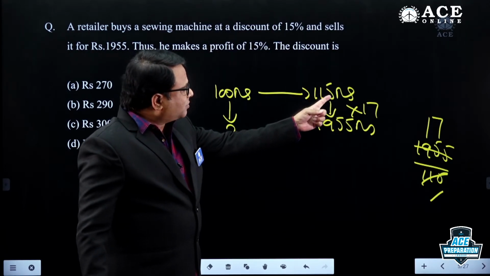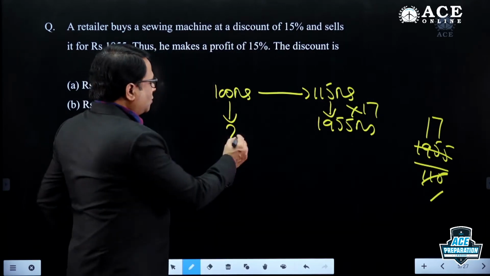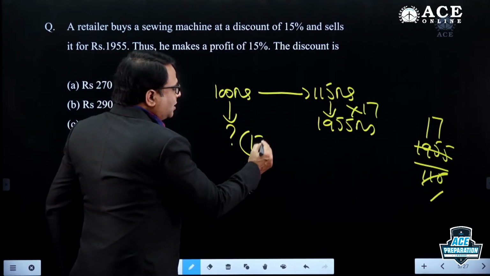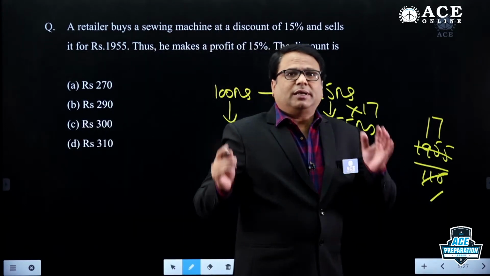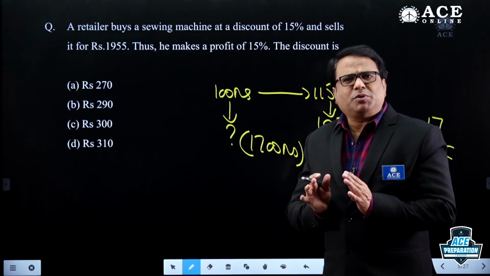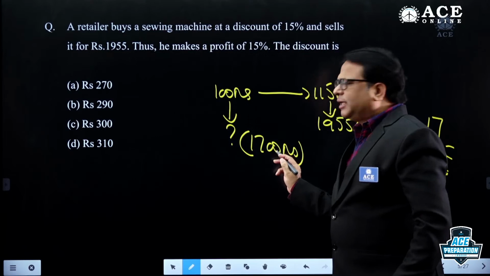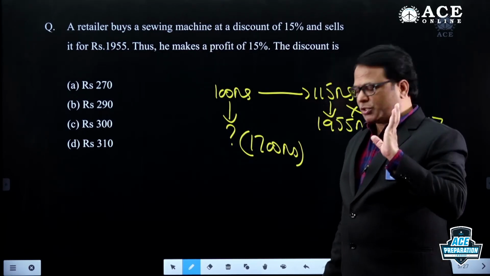So when this becomes 17 times, this one should also become 17 times. So 17 times 100 is how much? 1700 rupees. That means the trader is buying the sewing machine for how many rupees? 1700 rupees. Okay? Now we will calculate what is the discount.